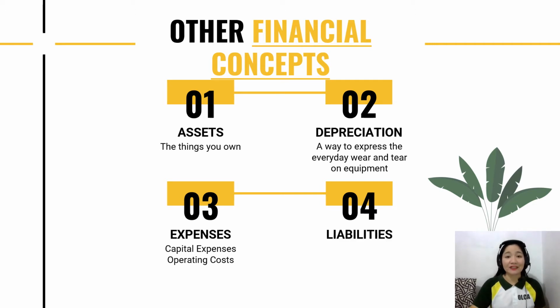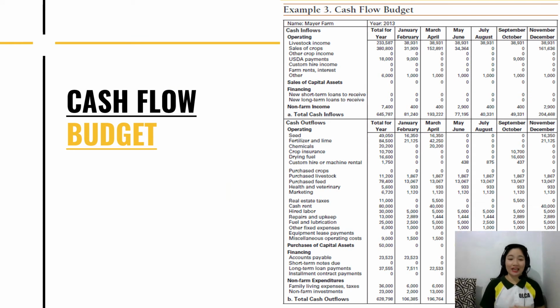The fourth one are the liabilities. So these are your financial obligations, class. Okay? It is the amount owed by the individual or company to a supplier, bank, lender, or other provider of goods, services, or loans. Class, let's proceed to the cash flow budget.